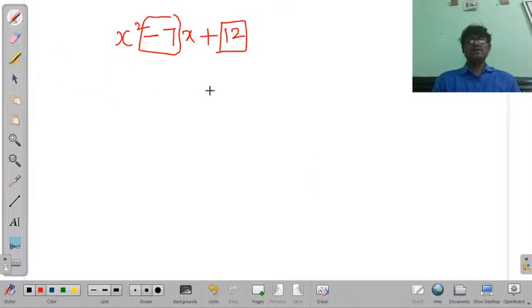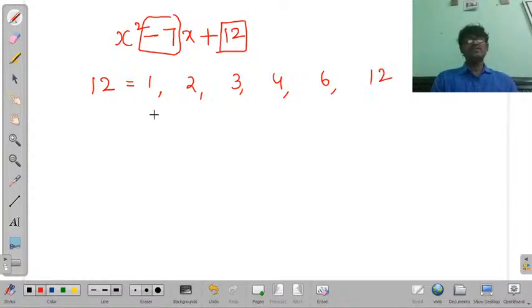Yeah, so here x square minus 7x plus 12 we have, right? Now you write all the factors of 12. What are the factors of 12? 1, 2, 3, 4, 6, 12, right? These are the factors. And here one thing you need to consider, there may be plus or minus. Plus 3 is a factor, minus 3 is also a factor.